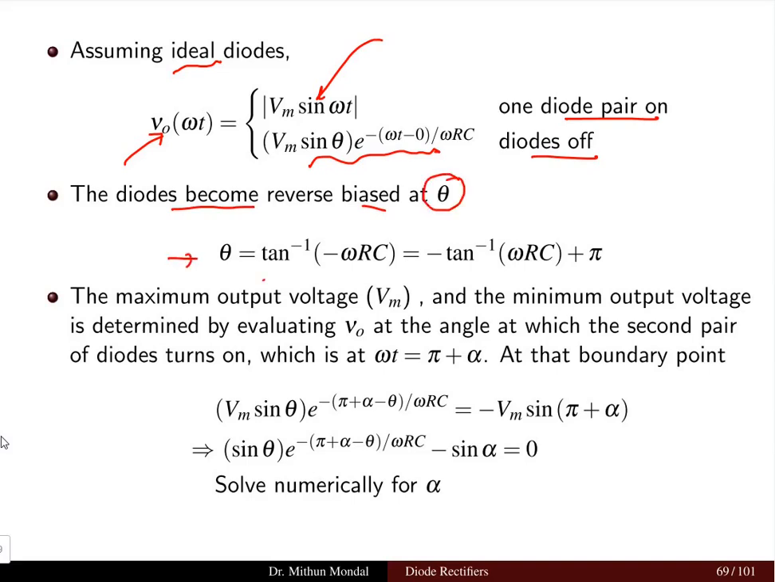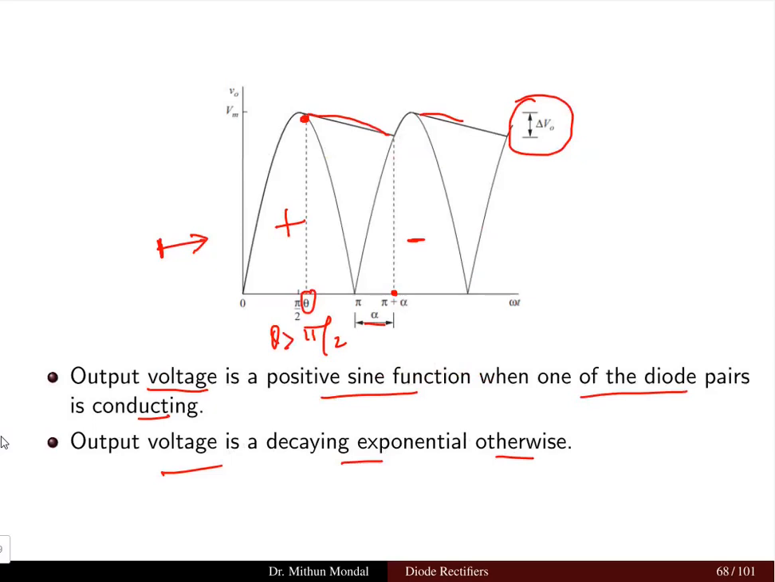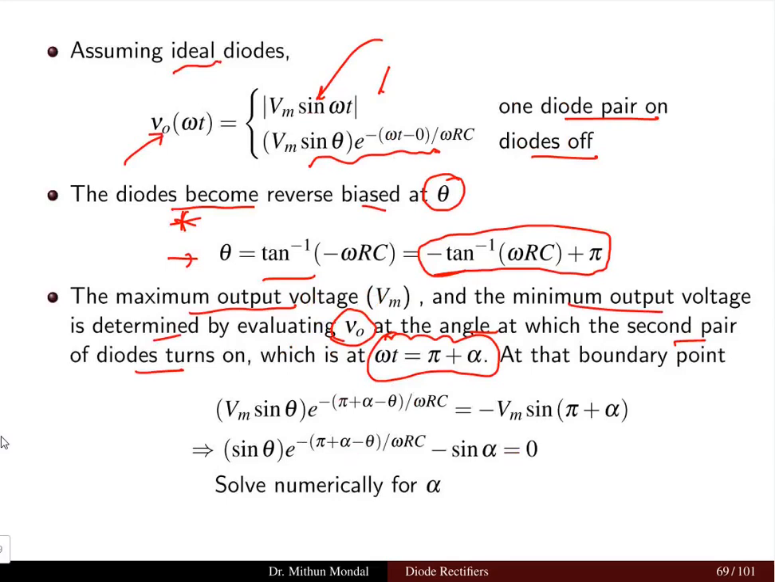That theta, this derivation we have already done in the single phase half wave rectifier, where we found that minus tan inverse of omega RC plus pi is the diode discontinuity period or the off period. And we have also seen that the maximum output voltage and the minimum output voltage are determined by evaluating V naught at the angle at which the second pair of diodes will be on. That is at pi plus alpha. If you see, the diode will be on here, and again in this period the diode will be on.